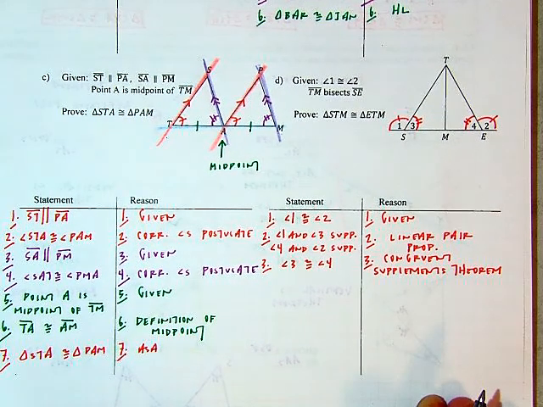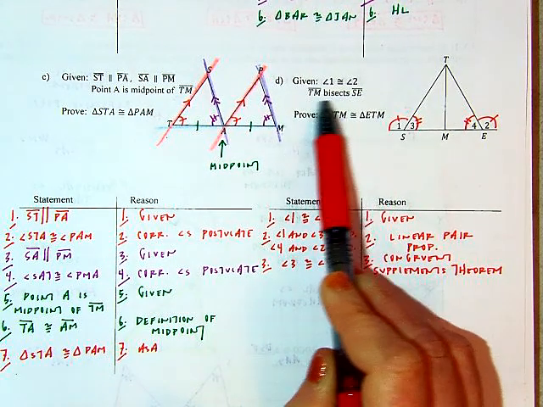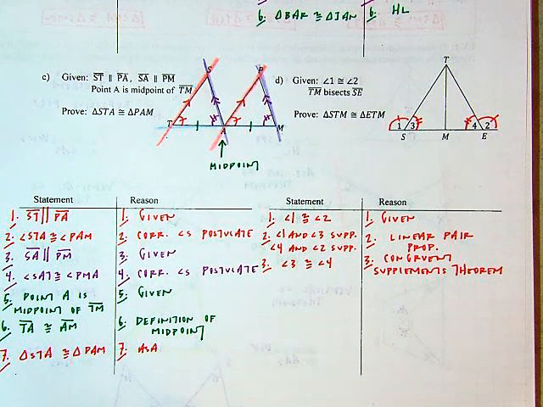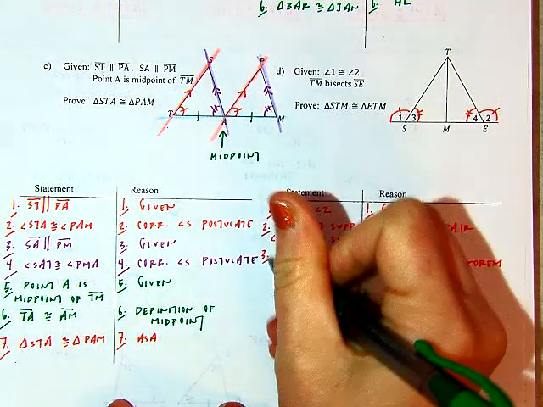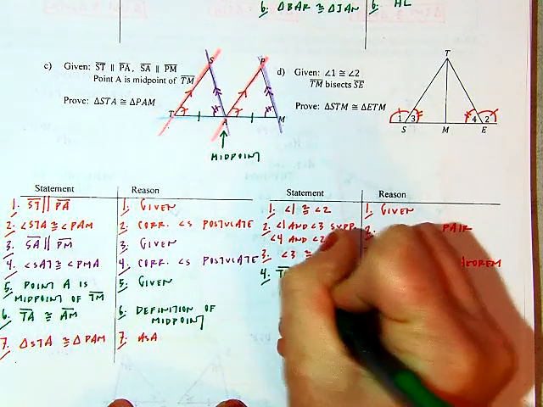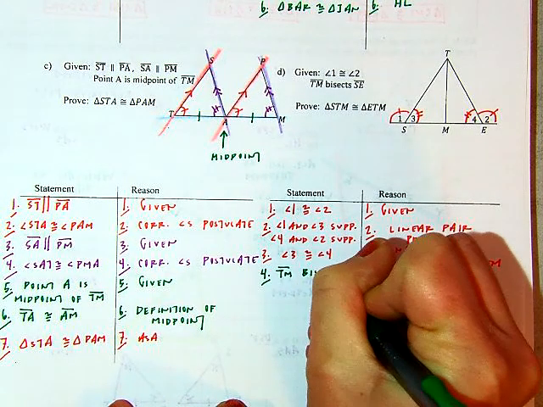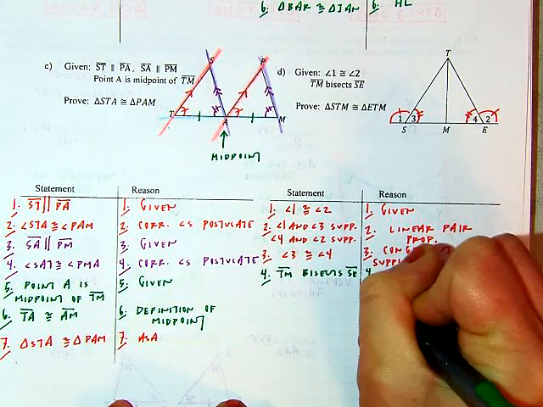Okay, so then next, I'm kind of at a dead end, so now I want to look at what else I'm told. I'm told that TM bisects SE. Okay, so I'll throw that in here, and then I'll stare at my picture and see if I can make another connection. So TM bisects SE. Given.